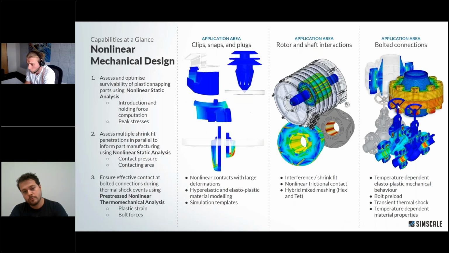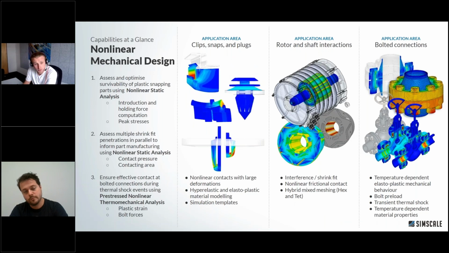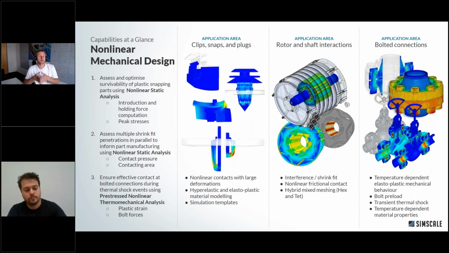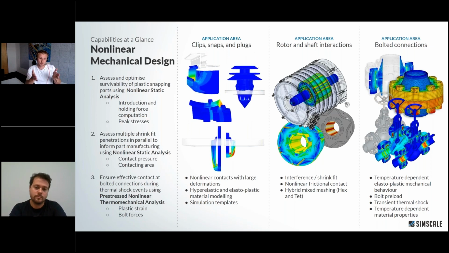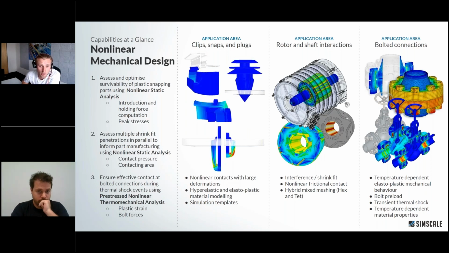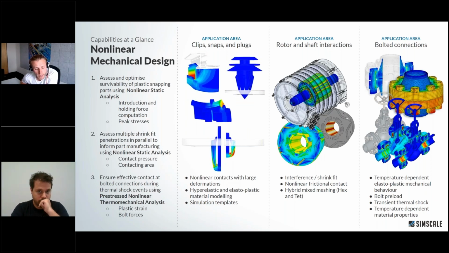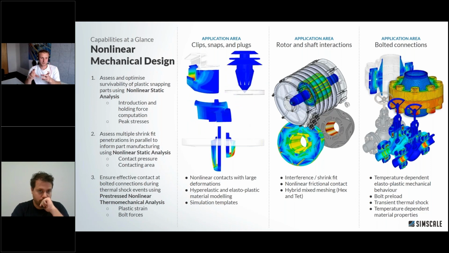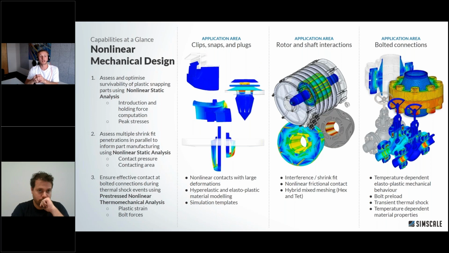A couple of examples of the type of advanced structural analysis that we do here at SimScale. Here I'm going to focus on the nonlinear analyses. That's nonlinear contact analysis, for example, for these snap fits, clips, and plugs that you see on the left, but also for rotor and shaft interactions, where you might have an interference fit or a frictional fit, and you want to make sure that you size that appropriately and understand the stresses on the model that are experienced just due to that interference fitting.